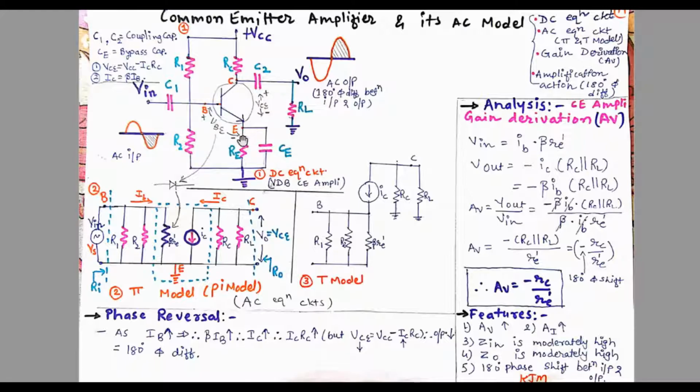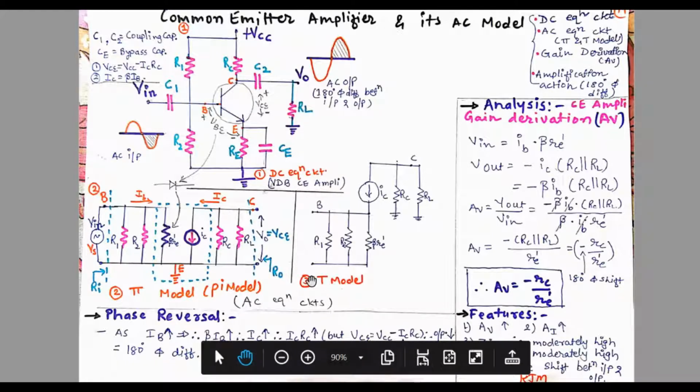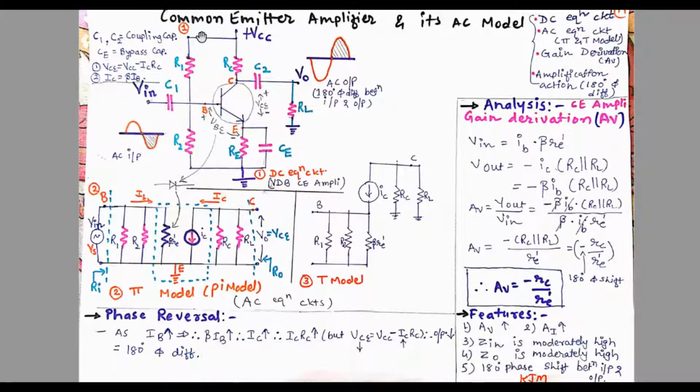Everyone look at this. This is the DC equivalent circuit. This is the AC equivalent circuit, pi model, and this is the AC equivalent circuit, T model. So let's start with the DC equivalent circuit of the common emitter amplifier. This is the bipolar junction transistor. The type of BJT is NPN. There are three terminals: emitter, base and collector.